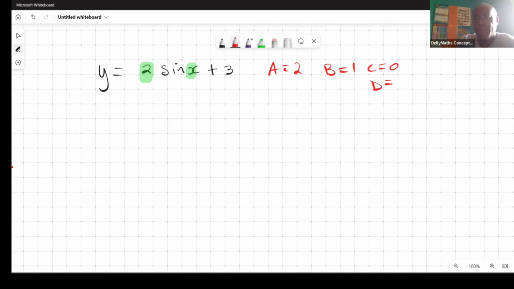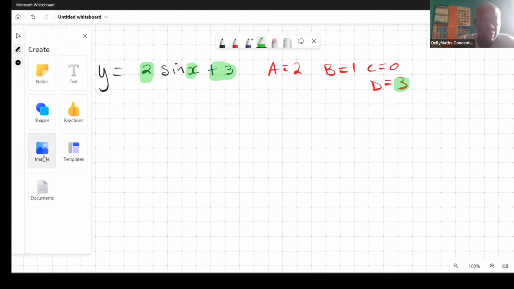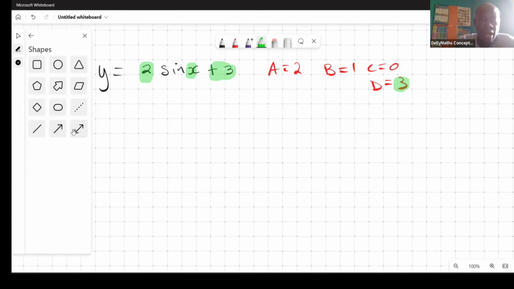And D is definitely 3. This is going to be my center line. That is going to be my center line. So definitely, I won't be starting on the x-axis because this graph was vertically lifted up to +3. Let's draw our stuff.